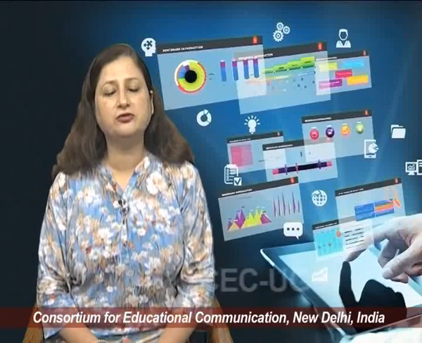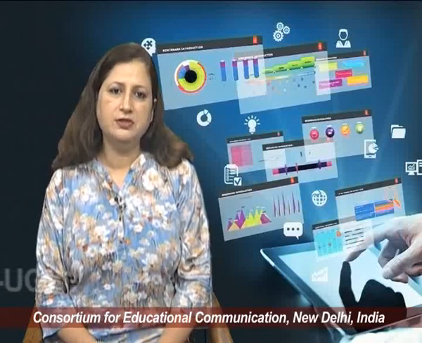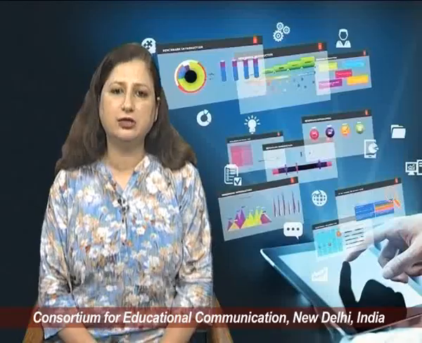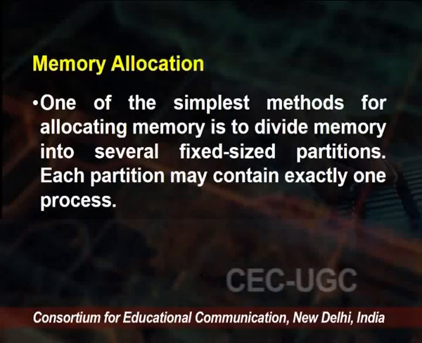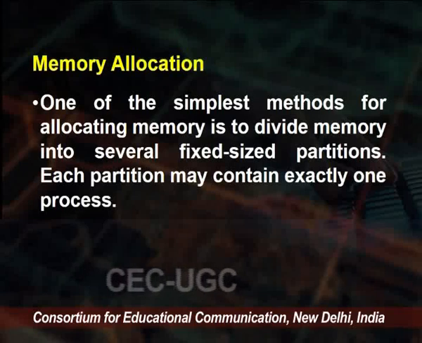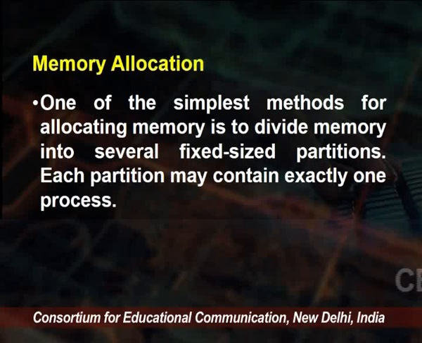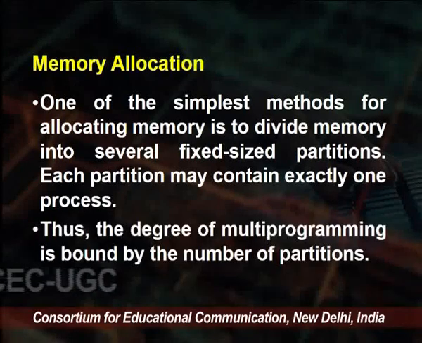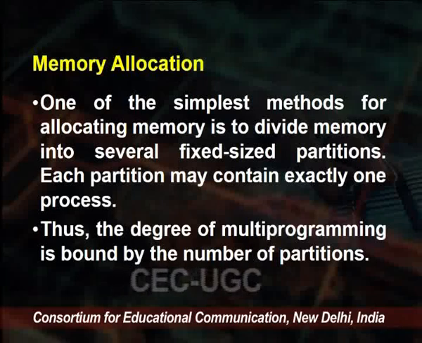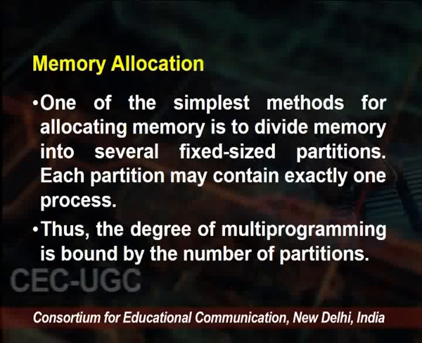Now today we are going to first discuss how memory is actually allocated to the different processes, right? How memory allocation takes place. So the simplest method in any computer for allocating memory is to divide the memory into several fixed size partitions, and each partition will contain exactly one process. Now the degree of multiprogramming, as in how many programs can be executed concurrently on a system, is obviously bound by the number of partitions.